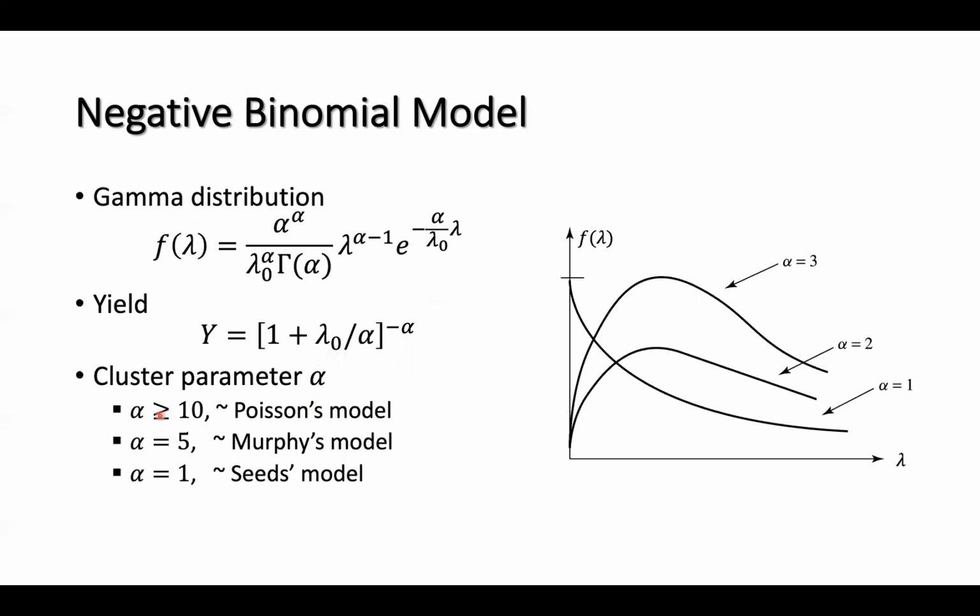When alpha is greater than or equal to 10, this model is very similar to Poisson's model, meaning the defects are almost evenly distributed. When alpha is 5, it's Murphy's model. When alpha is 1, it's the SIS model, which means the defects are very clustered together. So alpha is one characterization of defect clustering.